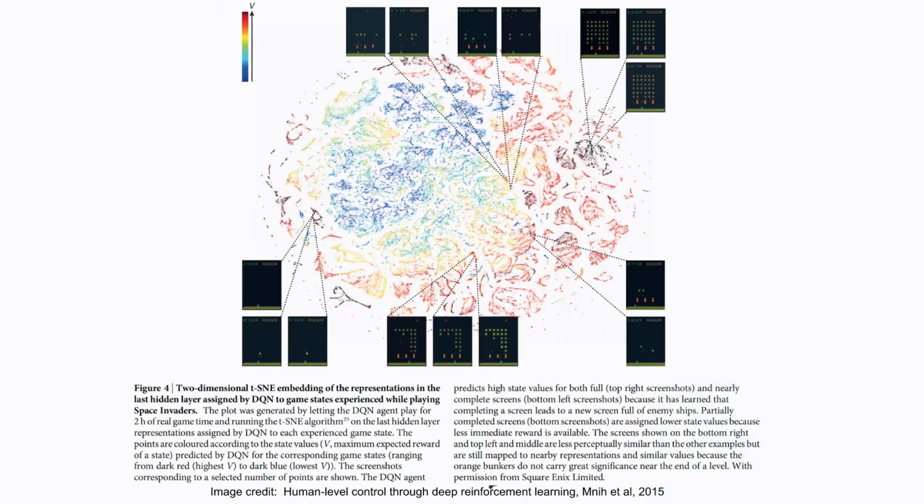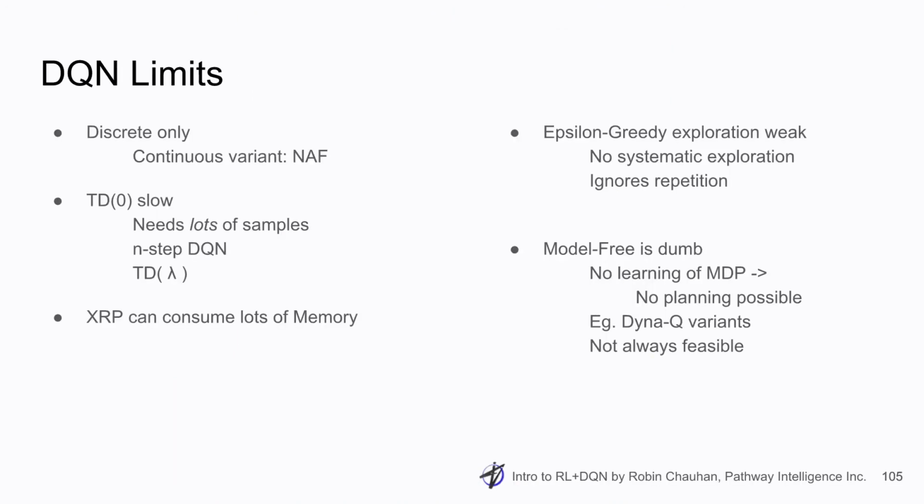This is from the back of their paper. It's showing the t-SNE embedding of different states. This is a visualization of the last hidden layer in the network, and it's just showing that the network seemed to group similar states together. So basically, the whole idea of using deep learning to generalize seems to be working based on this. The network has to figure that out on its own.